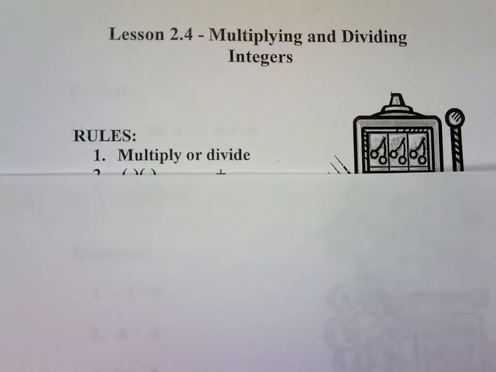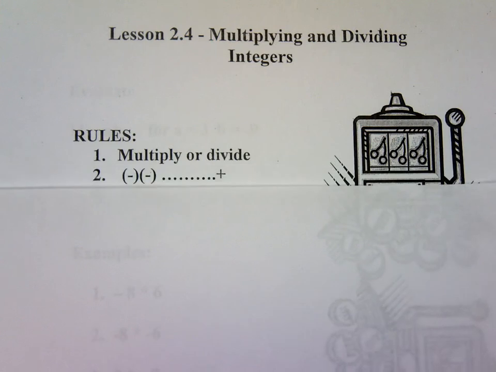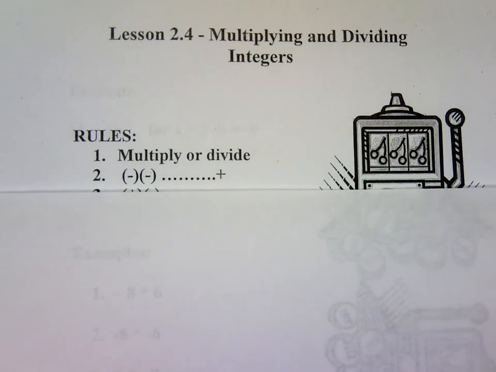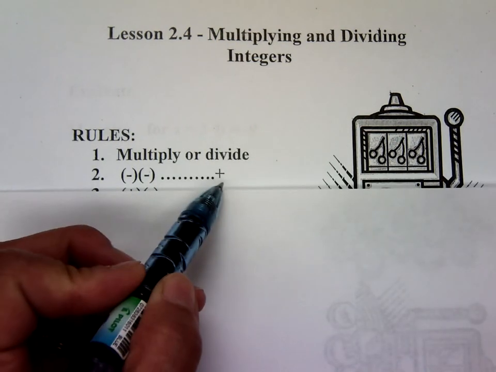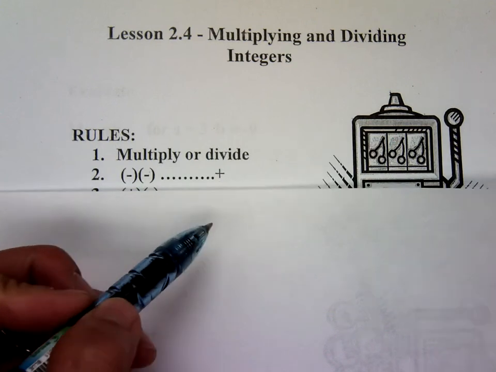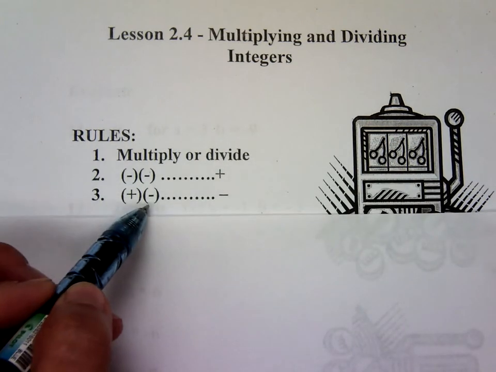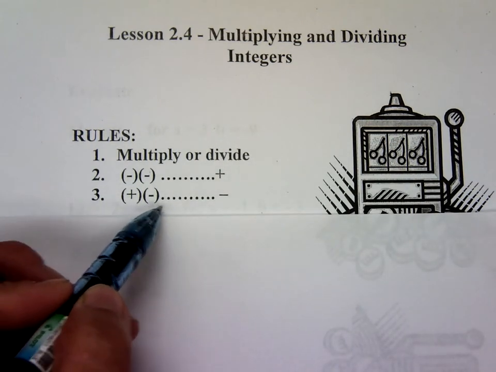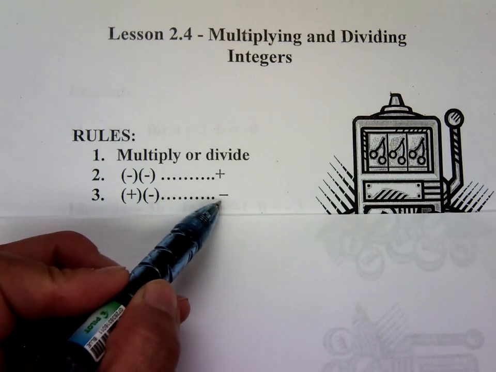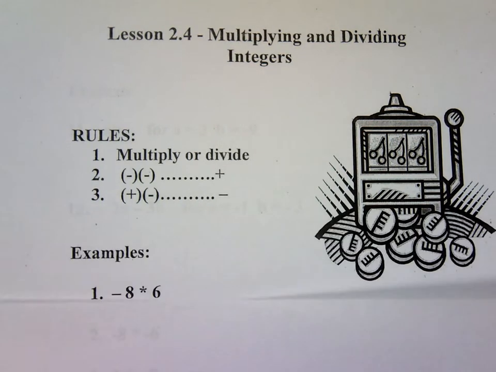So let's look at the rules for multiplying and dividing. If you have a negative and a negative, because they're both the same, your answer is going to be positive. If you have a negative and a positive or a positive and a negative, you lose the money, so your answer is going to be negative. So let's look at examples.